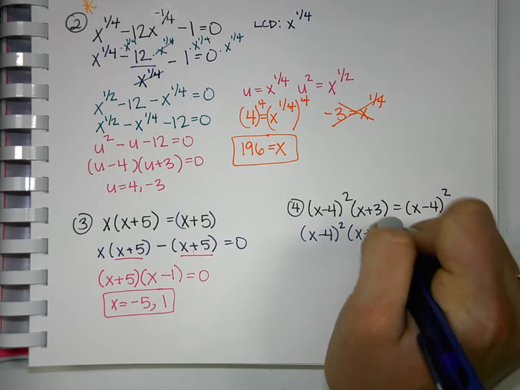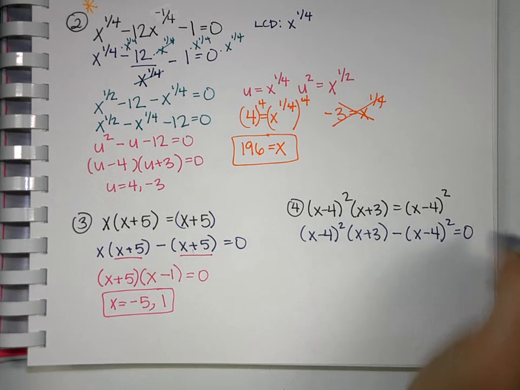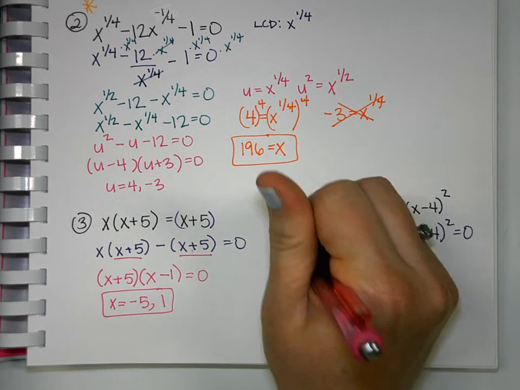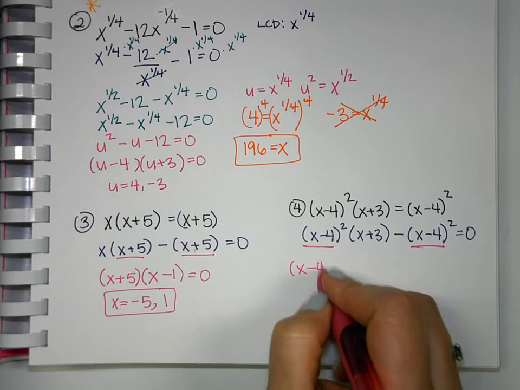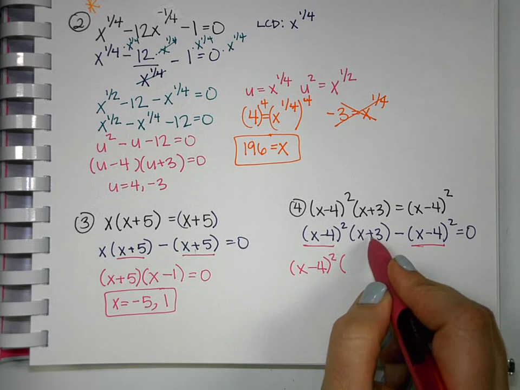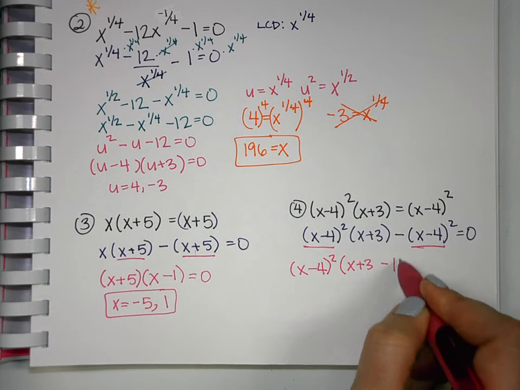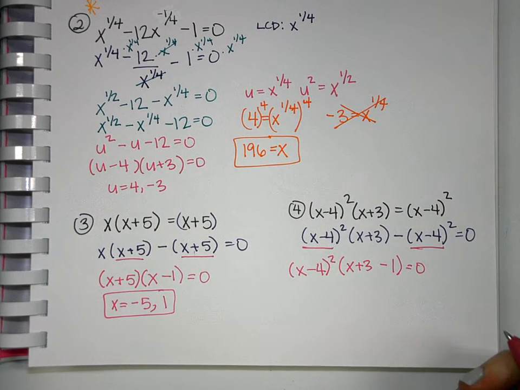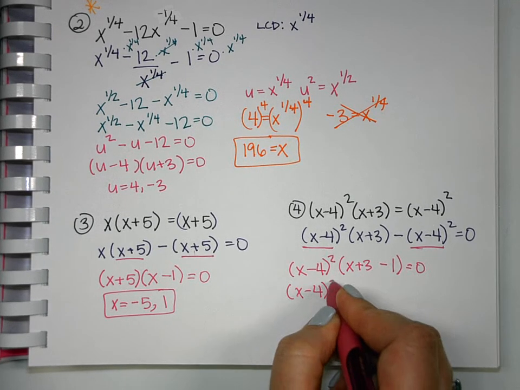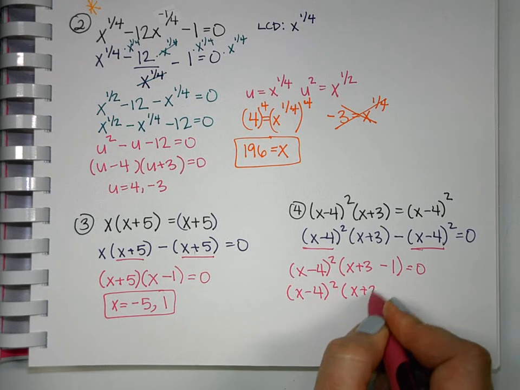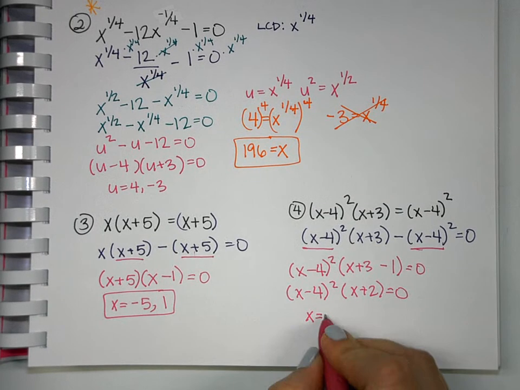So I'm going to subtract that whole group of x minus 4 squared to the other side. Now I have this GCF of x minus 4 squared. So when I take out that GCF of x minus 4 squared, I'm left with an x plus 3 in this first spot, and then I have to have my 1 placeholder in the second spot. So now I just need to combine like terms in my second parentheses to become x plus 2, and I can set each factor equal to 0, and I end up with 4 and negative 2.